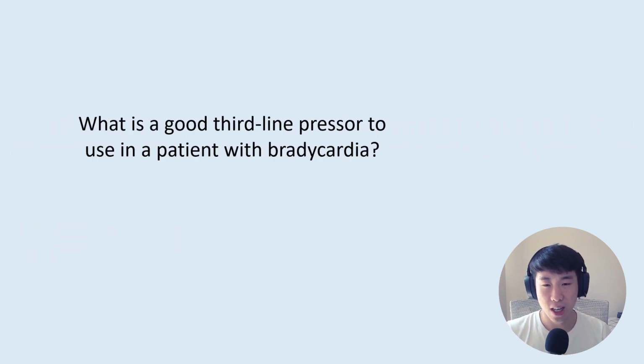What is a good third-line pressor to use in a patient with bradycardia? That would be epinephrine. We had a patient who basically was in shock and their heart rate was only in the 70s. And we thought in order to augment their cardiac output, epinephrine would probably be the best next pressor to add on after they were already on norepinephrine and vasopressin.